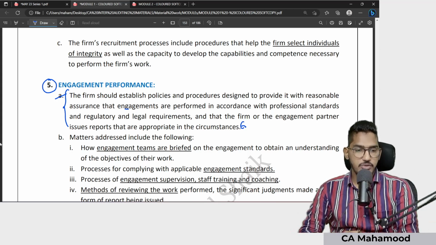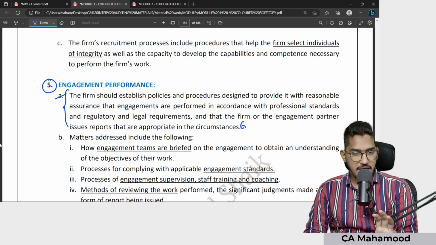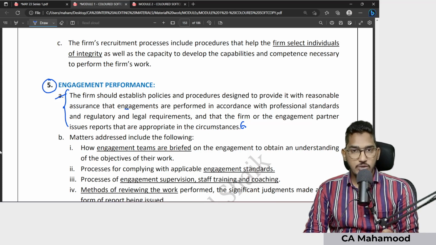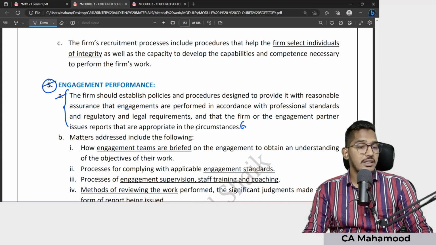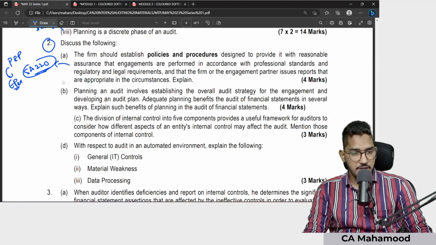So this entire paragraph you need to write, like how engagement teams are getting described about the engagement, what are the processes to comply with the engagement standards, giving them proper training and coaching, methods for reviewing their work, telling them how to maintain proper documentation. So this point you are supposed to write as an answer from SA 220.